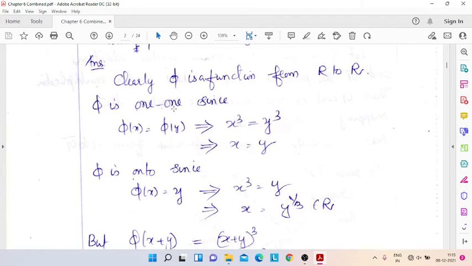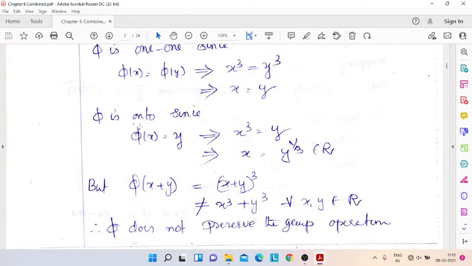The reason, first of all, you can verify that it is one to one. The mapping is one to one. Phi is one to one because when we take phi x equal to phi y, that implies that x cube equal to y cube, and directly it implies that x equal to y.